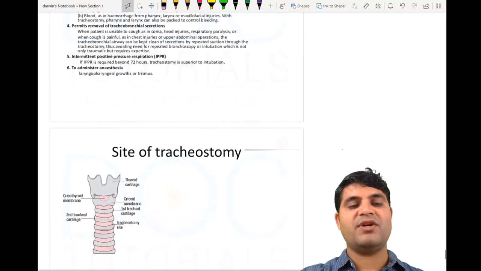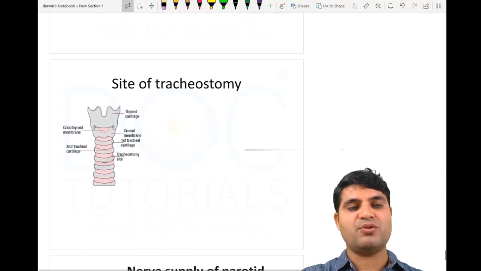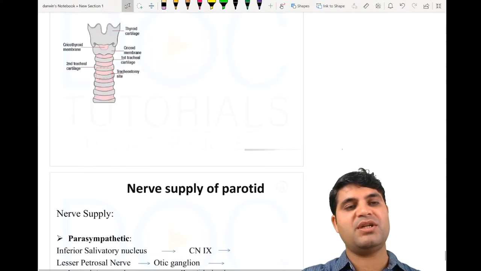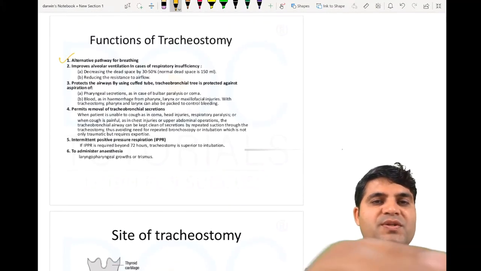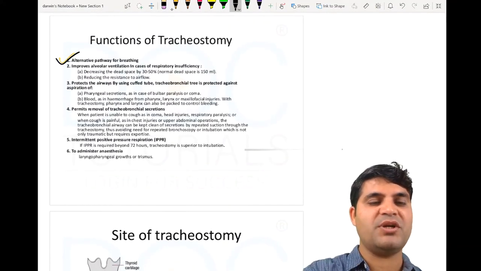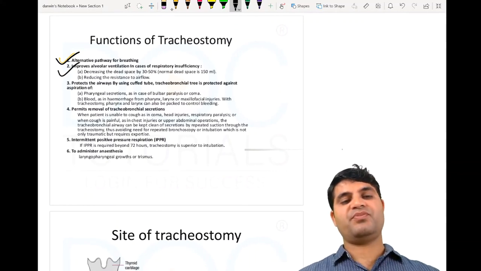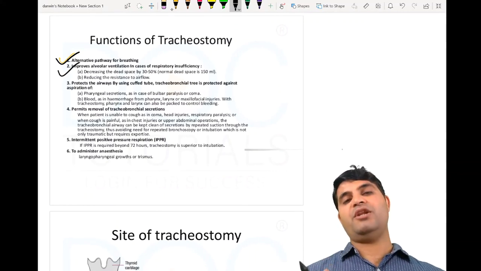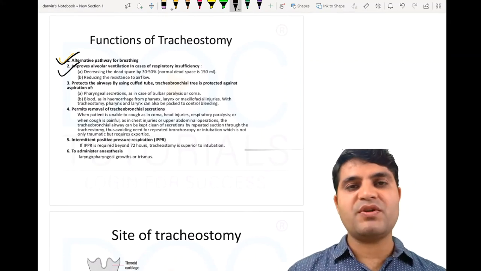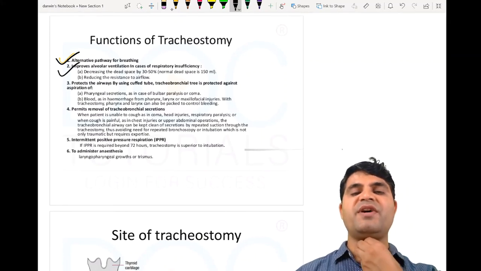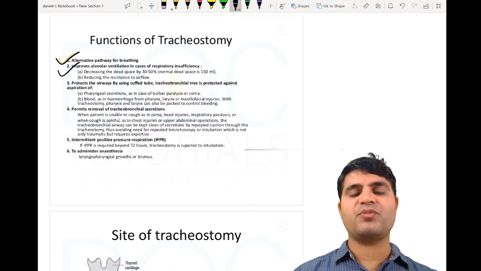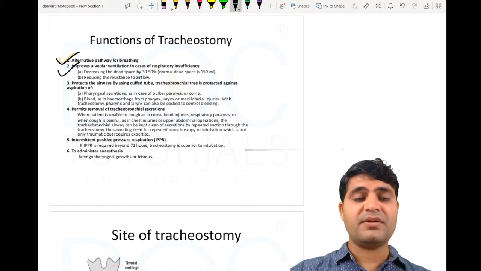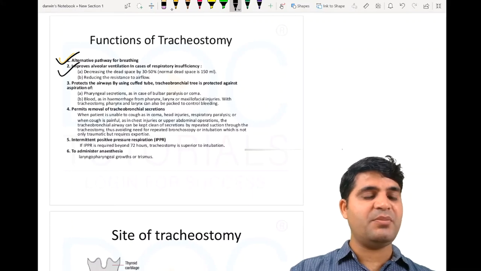So at last we come to tracheostomy. You can see that high tracheostomy is done in carcinoma larynx. These are all functions of tracheostomy, an alternate pathway for breathing. Clear? So one thing I want to tell you is that please remember complications of tracheostomy like subcutaneous emphysema, pneumothorax, tube obstruction. Clear? So that you will be easily able to read it.